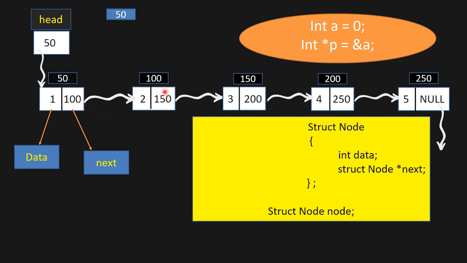Similarly, you can see 150 is the address of the next node, which is stored in this. Finally, at the end you can see that this next value is null. As this block is named next, next is pointing to null. That indicates that the linked list has ended.